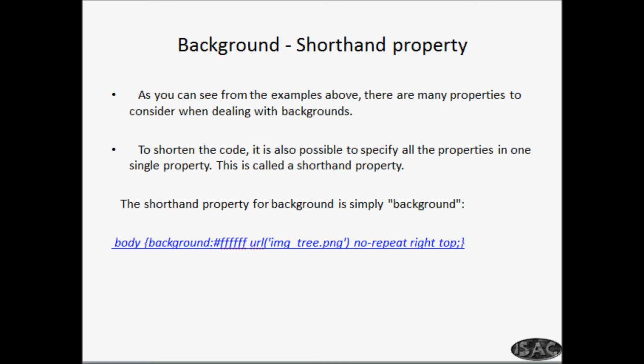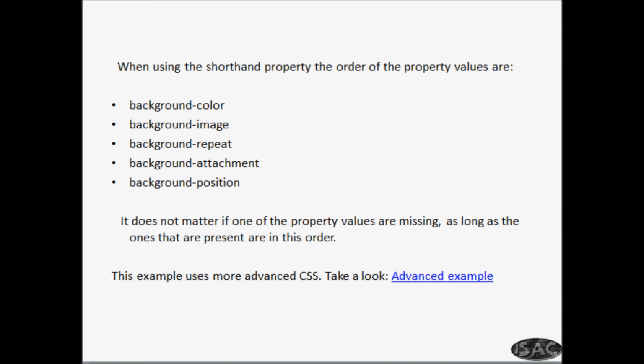So as you see from the example above, there are many properties to consider when dealing with background, right? So this is the shorthand property which we can use. If the image is not there, it can take the color. If the image is there, it will take the image. It will not repeat. The position is this, right? So we understood the background concept now.